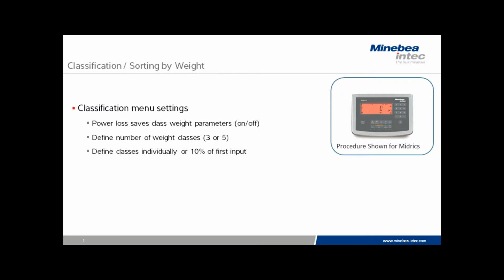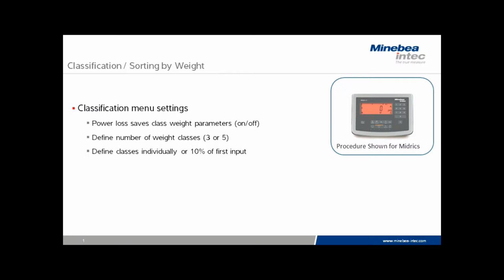Are they input manually, individually, via keyboard? Are they input by setting a representative sample on the platform? Or do we allow the indicator to determine the actual parameters based on the value of the first?